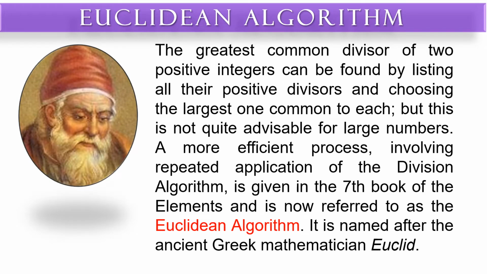The greatest common divisor of two positive integers can be found by listing all their positive divisors and choosing the largest one common to each. But this is not quite advisable for large numbers. A more efficient process involving repeated application of the division algorithm is given in the seventh book of the Elements, and is now referred to as the Euclidean Algorithm. It is named after the ancient Greek mathematician Euclid.